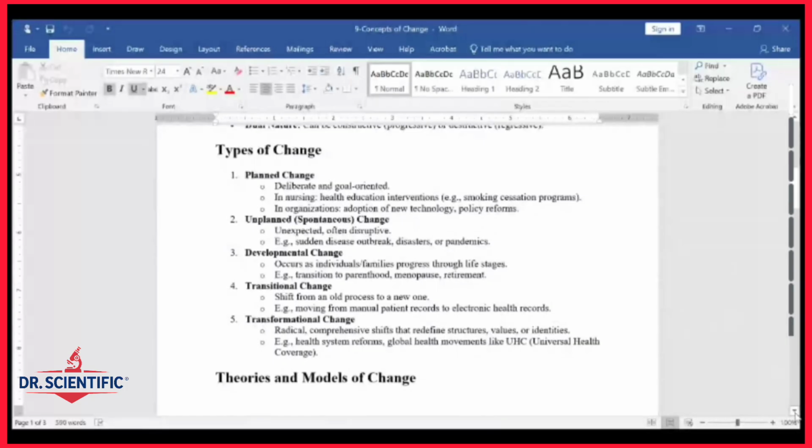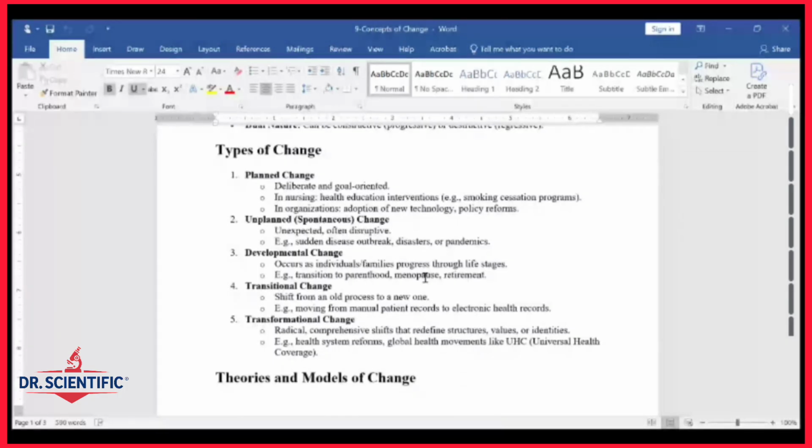So those are some of the types of change that you can have. Planned change, you as a nurse, you can develop a program, maybe a smoking cessation program. That is planned. You just sit down and design that particular program for the benefit of your client or patient. Or it can be in form of physical fitness. You want to have a physical fitness program in your area of service delivery, maybe for your patient.